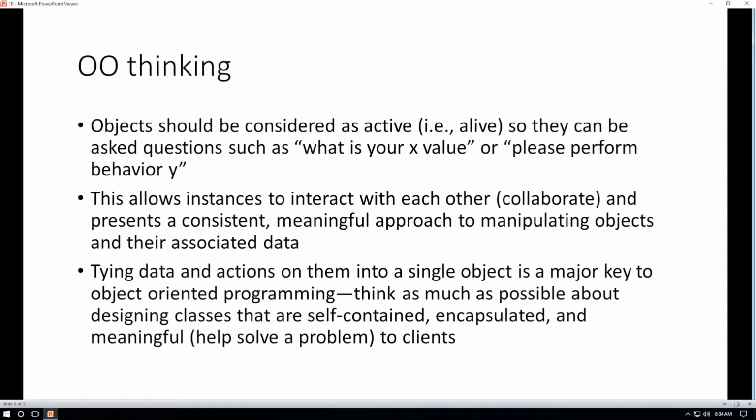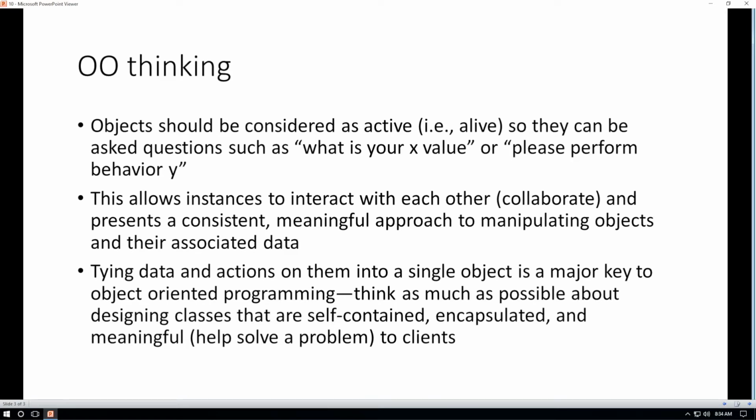This activeness allows instances to interact with each other or collaborate and presents a consistent, meaningful way of manipulating objects and their data. We would treat each one the same way. We access them using the same scheme. Tying data and actions on that data into a single object is a major key to object-oriented programming.